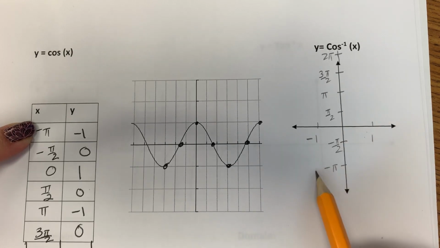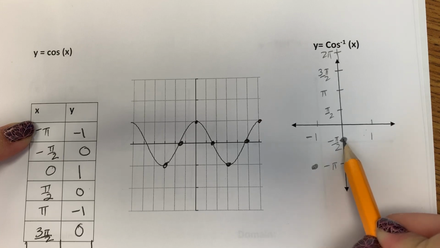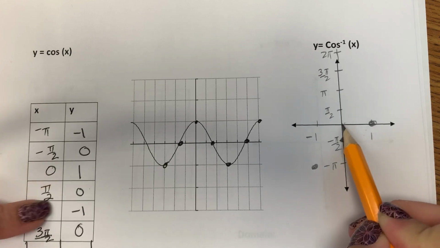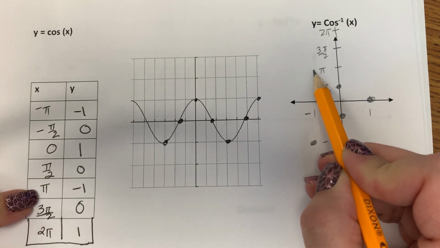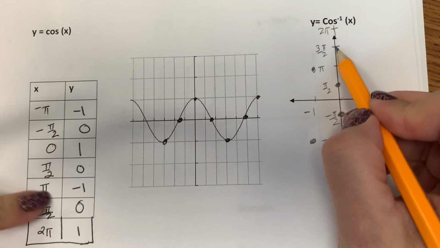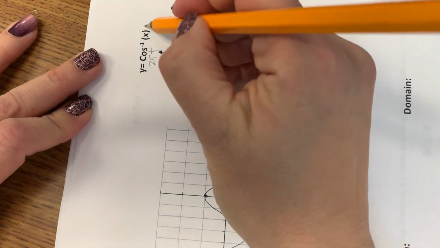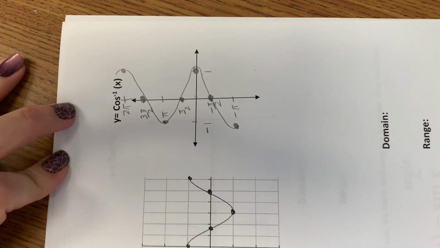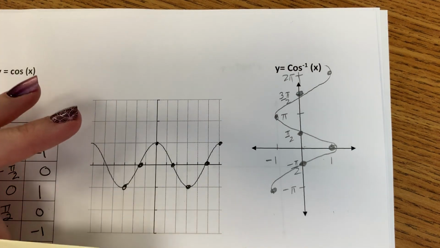So (-1, -π), (0, -π/2), over 1 up 0 here, over 0 up π/2, over -1 up pi, over 0 up 3π/2, and there's that last one. And honestly, I like connecting the dots this way better. I'm used to making my wave with my paper turned. And again, that's not a function. Cosine inverse is not a function when I graph every single value from the parent function.